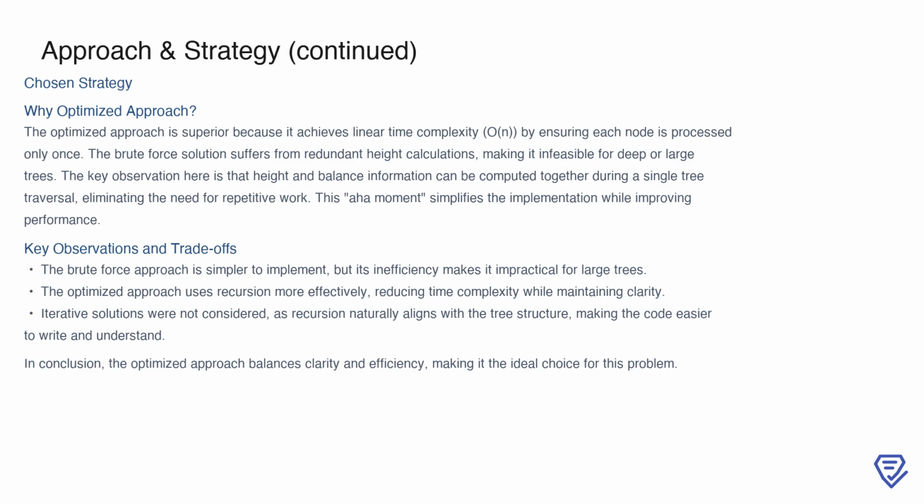Its linear time complexity of O(n) ensures that each node is processed only once, addressing the inefficiencies of the brute force solution, which suffers from redundant height calculations. The key insight here is that height and balance information can be computed together in a single traversal, significantly simplifying the implementation. While the brute force approach may seem simpler conceptually, its repeated work makes it impractical for larger or deeper trees. On the other hand, the optimized approach makes better use of recursion, which aligns naturally with the structure of trees, resulting in cleaner and more efficient code.